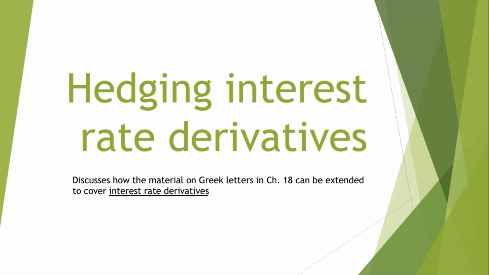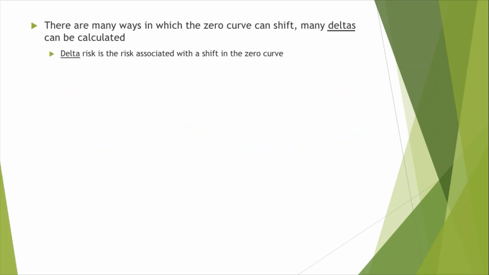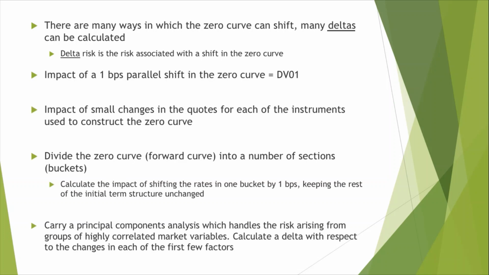We're going to present hedging interest rate derivatives. Now this discusses how the material in chapter 18 can be extended to cover interest rate derivatives. So, first of all, in the context of interest rate derivatives, the delta risk is the risk associated with a shift in the zero curve. Now there are many ways in which the zero curve can shift, so there are many deltas that can be calculated. Here are some alternatives to calculate this delta risk.